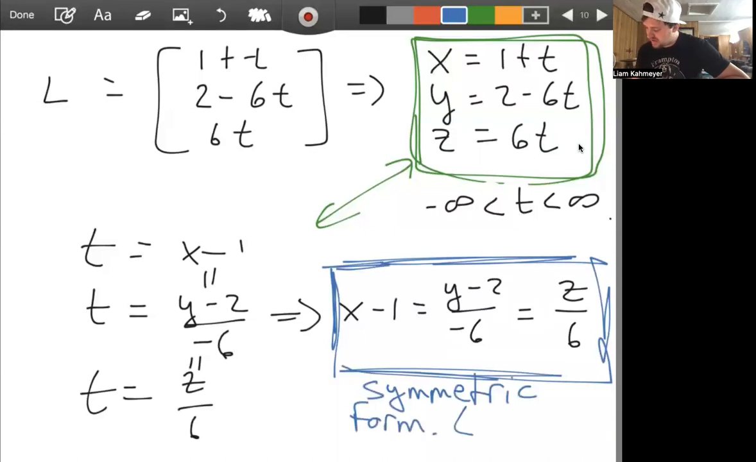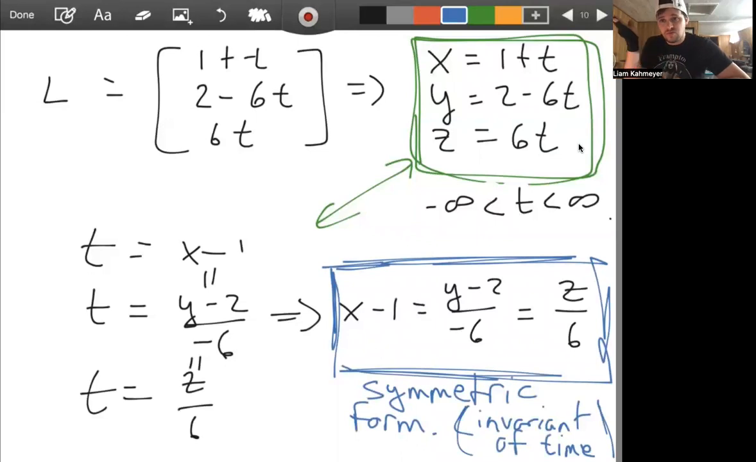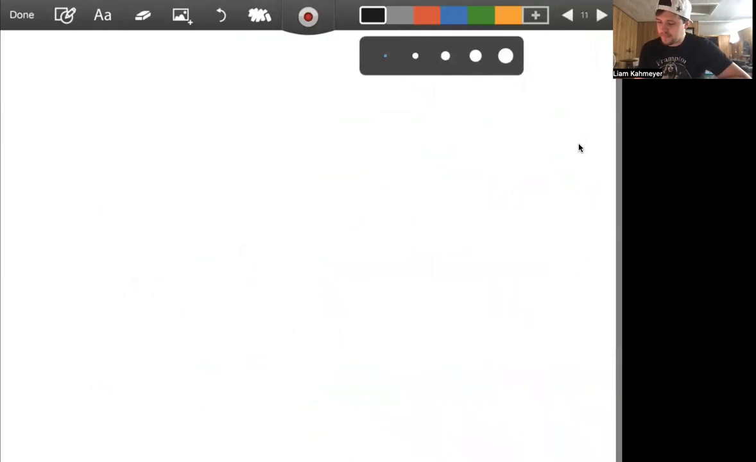And this has benefits because it is invariant of time. In certain settings, time can be too restrictive or you don't care about time. You just care about the spatial position here. And so symmetric form is a good form when you don't care about time, or if you need to understand this line intrinsic of time, right? And so let's look at symmetric form in general.